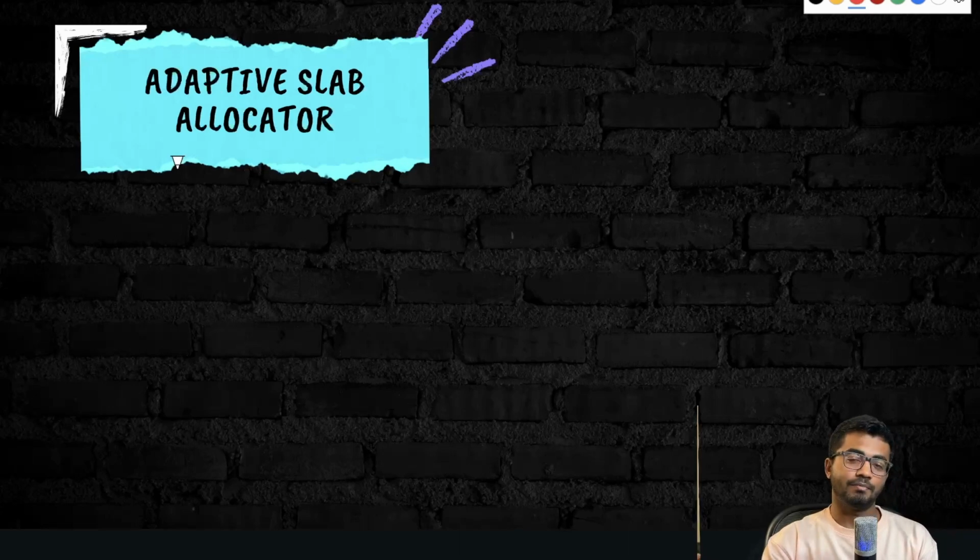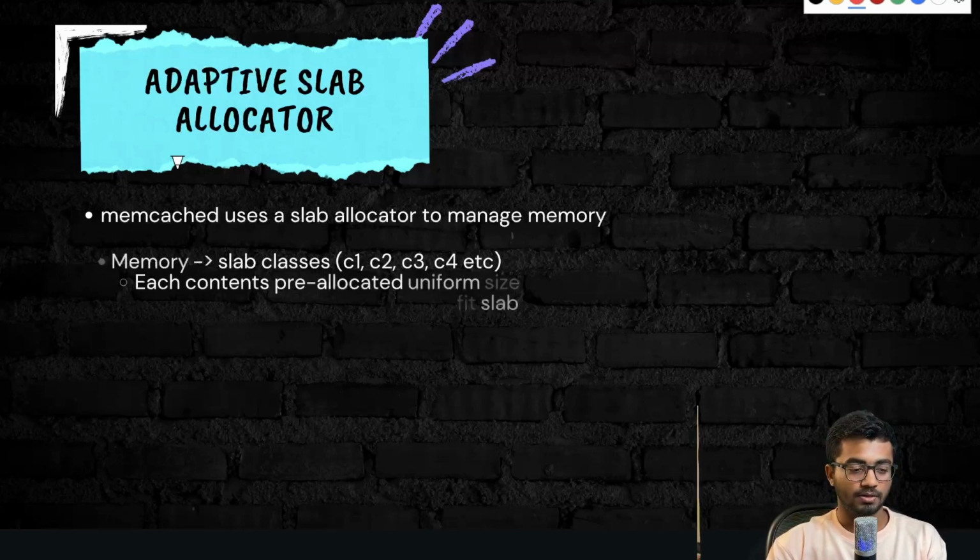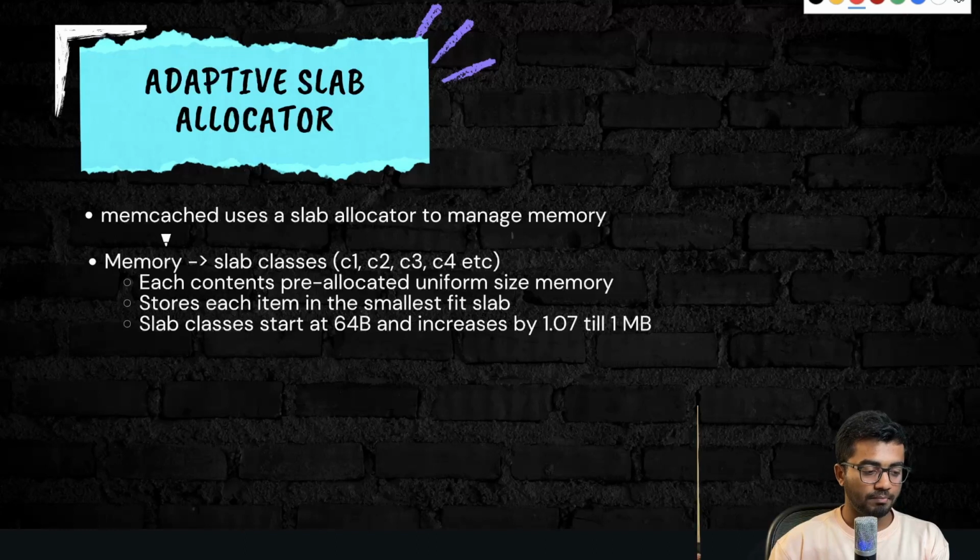Okay, coming back to the slab allocator. It's a very interesting topic, so just bear with me. Memcache uses a slab allocator to manage memory. What does that mean? That means the whole memory is divided into different slab classes, C1, C2, C3, C4, etc., with each of the slab classes having a pre-allocated uniform size memory, which usually starts at 64 bytes.